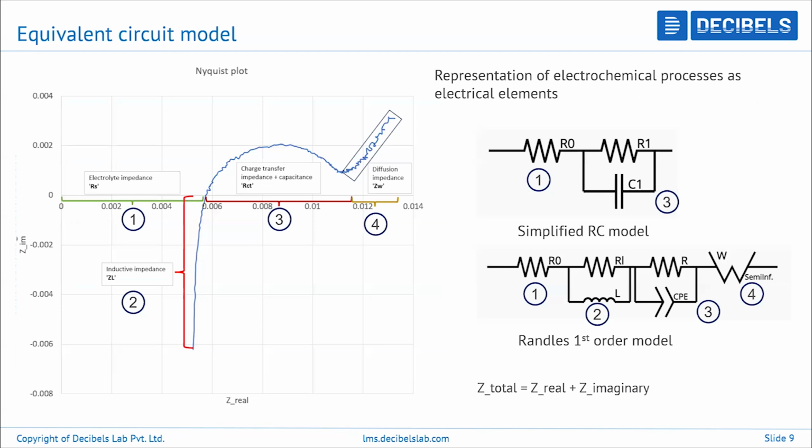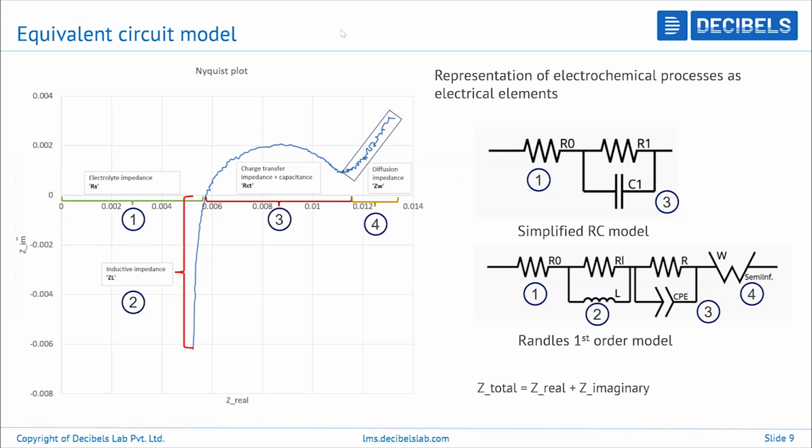So, how do we then relate the Nyquist plot to an equivalent circuit model? How are we able to represent all these processes as something that is more visualizable, something much easier to understand? Basically, you can represent each of these components as a series of resistors and capacitors, resistors, inductors, and capacitors, depending upon how you want to represent them.